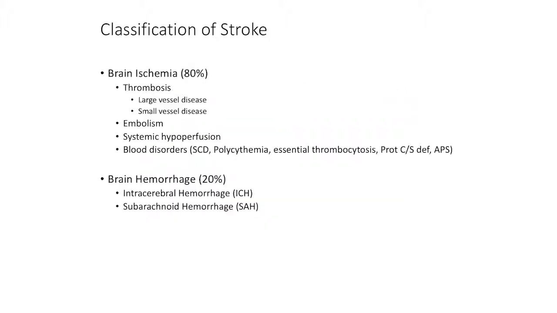Okay. So classification of stroke. Most, 80% of them, are from brain ischemia, which could be due to thrombosis. Thrombosis could be in the large vessel or small vessel. It could be due to embolism, like cardioembolic strokes, systemic hypoperfusion, and blood disorders like sickle cell disease, polycythemia, essential thrombocytosis, and the other thrombophilias. Brain hemorrhage accounts for about 20%, and it could be intracerebral hemorrhage or subarachnoid hemorrhage.